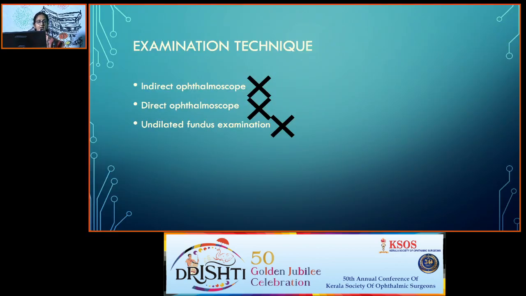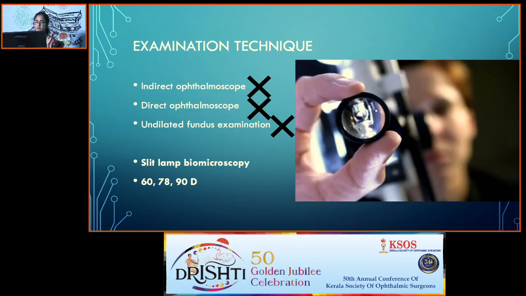What is the ideal method? Is it the indirect ophthalmoscope? No, because it gives a minified view. Is it the direct ophthalmoscope? As a part of your screening, it's okay. Otherwise, it's not, because it's monocular vision. And undilated fundus examination? No. So what is ideal? Slit lamp biomicroscopy with 60D, 78D or 90D.